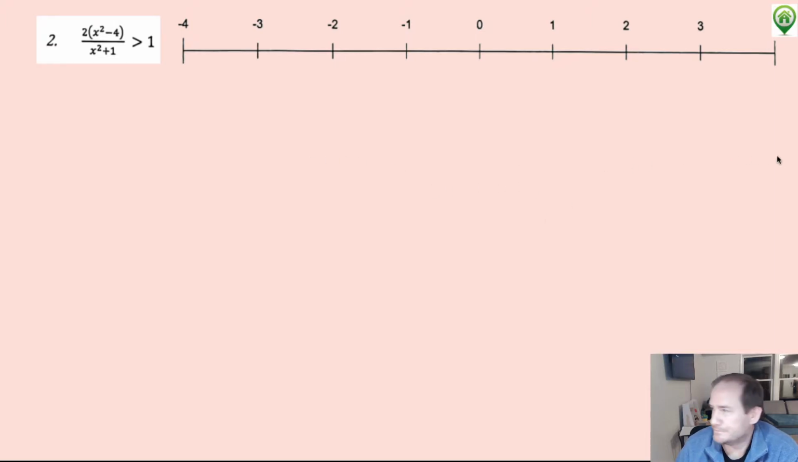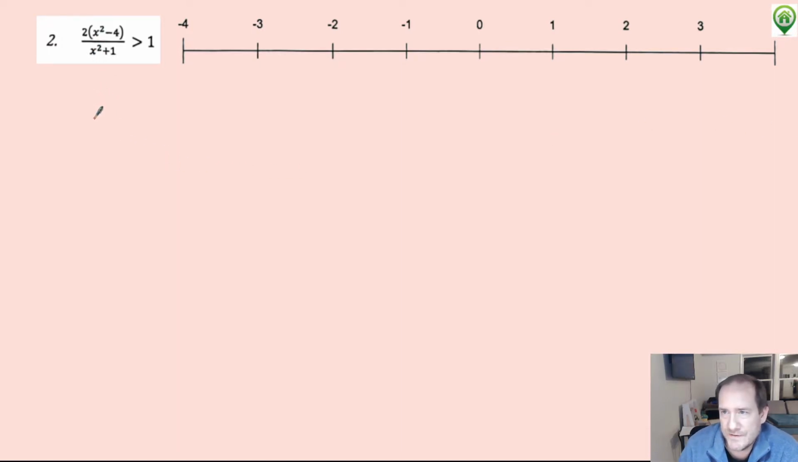Alright, number 2. So number 2 looks nice and easy, but we're still greater than 1. And we can't be greater than 1. We've got to be greater than 0. Our whole process is kind of predicated on the fact that we just have a single rational expression that's greater than 0. That's the deal. One of our sides has to be 0, or else our approach falls apart. So as nice as this might look, we need to take it and mess it up.